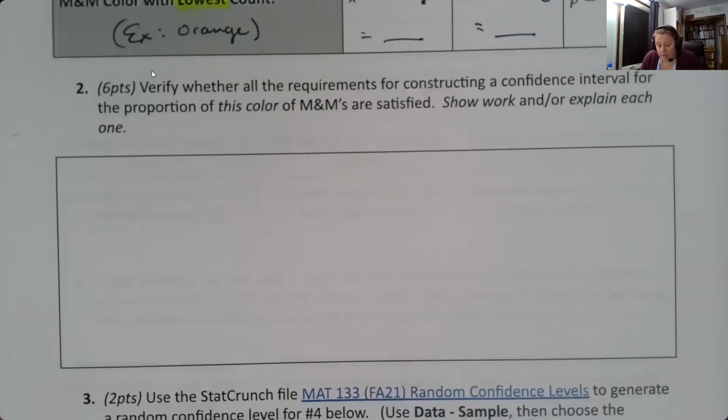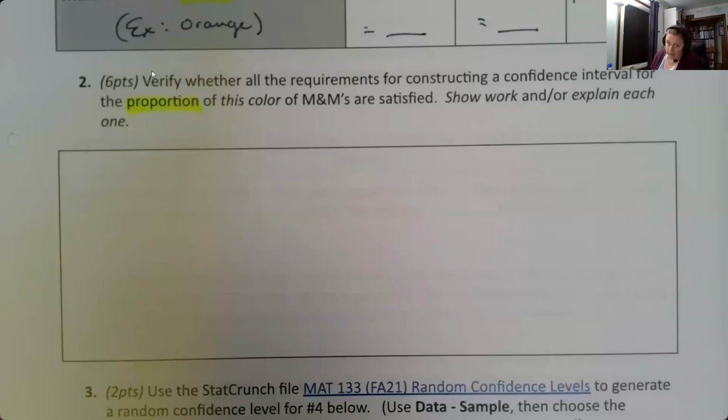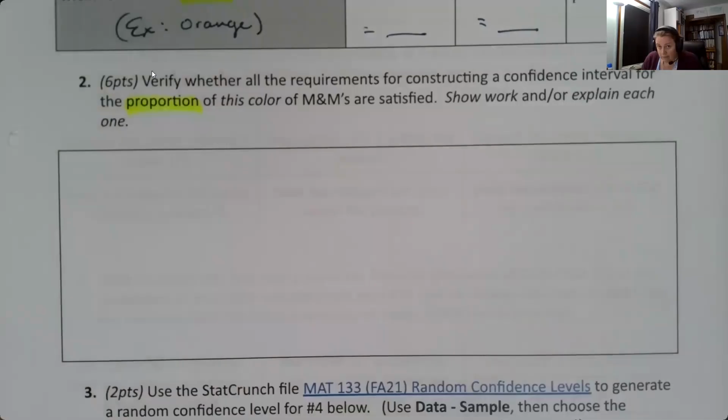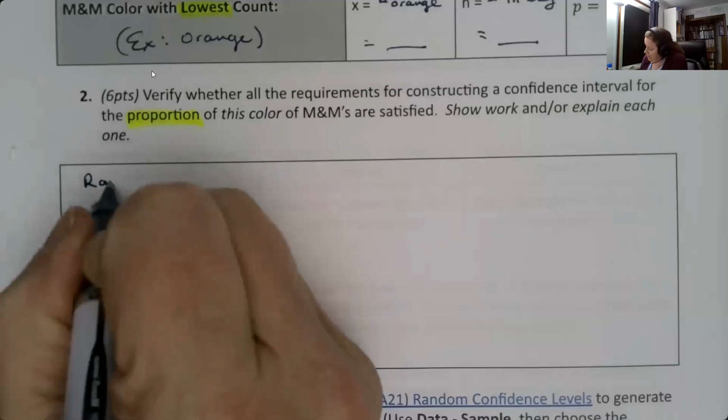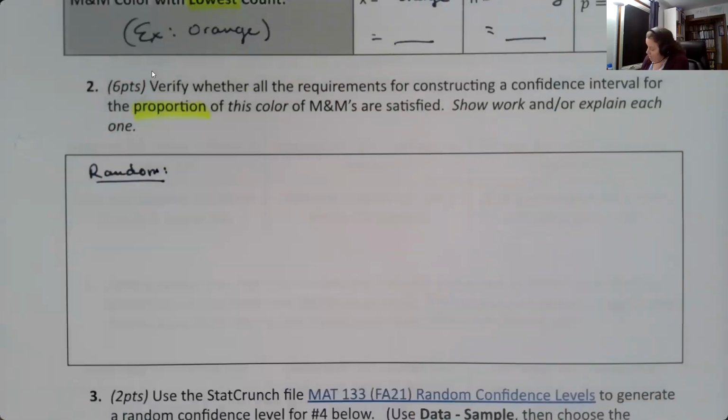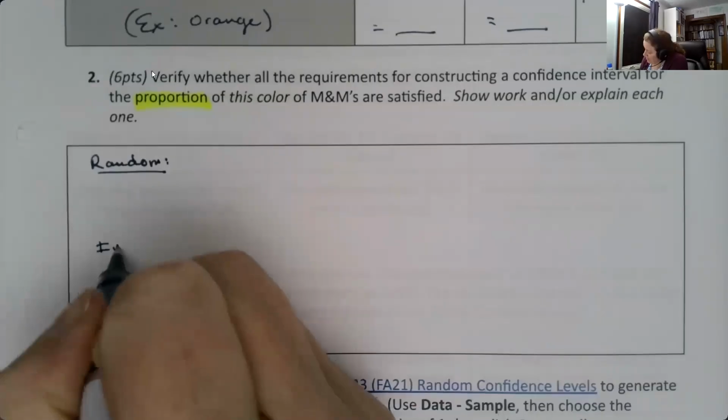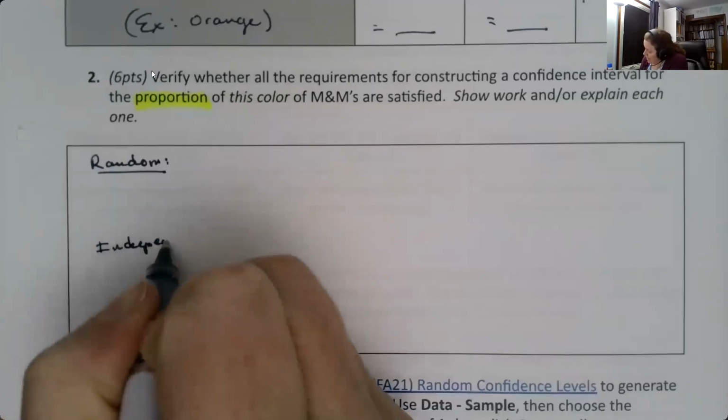Okay, so first off, we are going to have to verify requirements for constructing a confidence interval for proportion. I even write the word proportion in there. So this is obviously proportion stuff, not means. All right, so when it says verify requirements, what are you thinking? What words go in your head? Random. Independent. And normal.